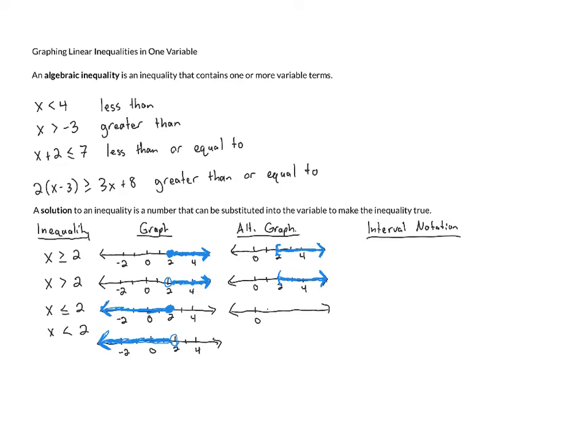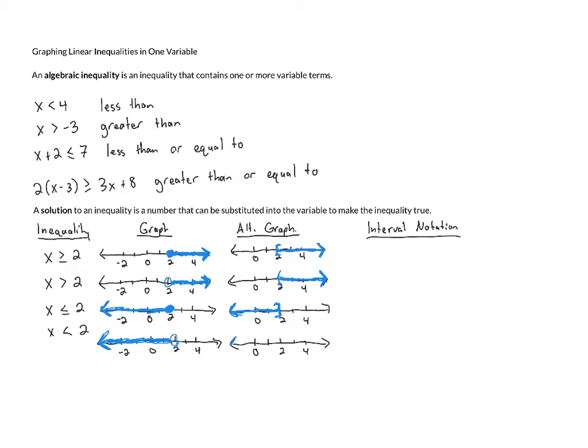Remember, instead of open and closed circles, we use parentheses and brackets here. It's just another way of communicating it, another way of doing it. So in this problem here, x is less than or equal to 2. We're still going to shade everything to the left of 2. But then at 2, instead of using a closed circle, we're going to use a bracket to represent that 2 is part of the solution.